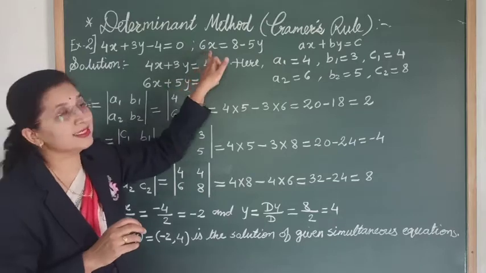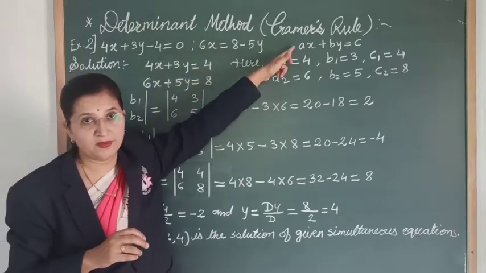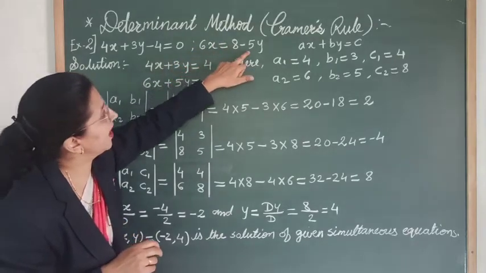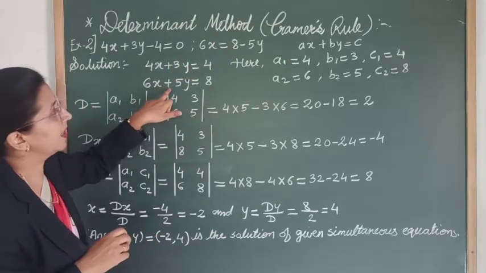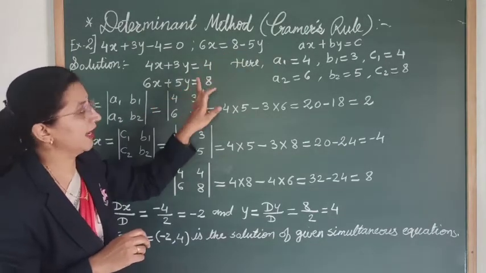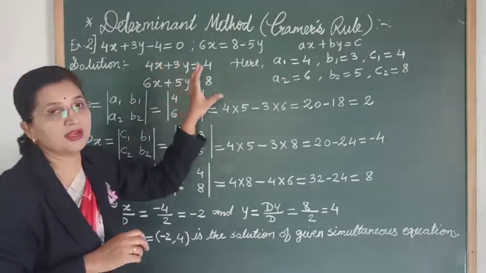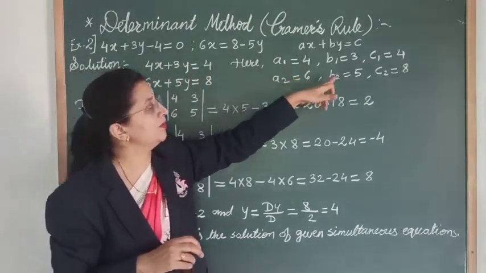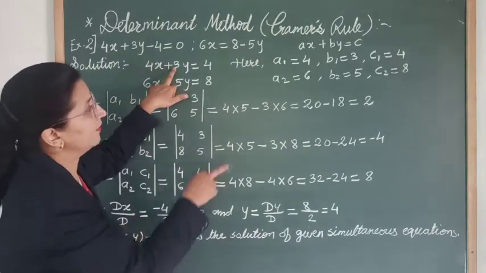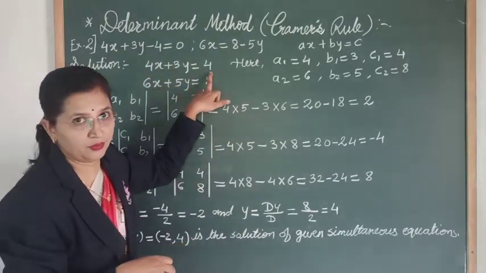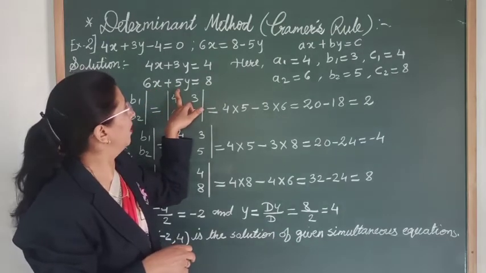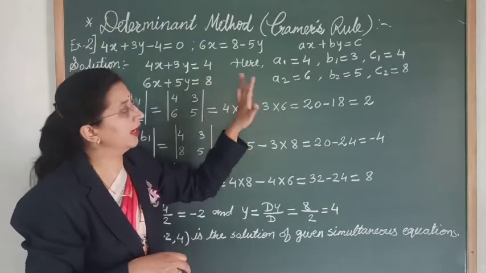Similarly for the second equation, this is also not in this form, right? So let's make it in that form. 6x, take this 5y to the LHS. So 6x plus 5y. As it is negative, it will become positive. Is equal to 8. Okay. Now let's write down the values of a1, a2, b1, b2 and c1, c2. So a1 is 4, b1 is 3, c1 is 4. Okay. a2 is 6, b2 is 5 and c2 is 8.